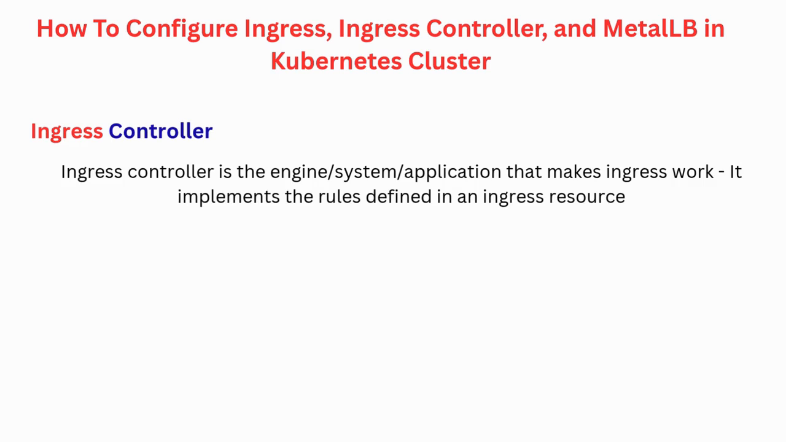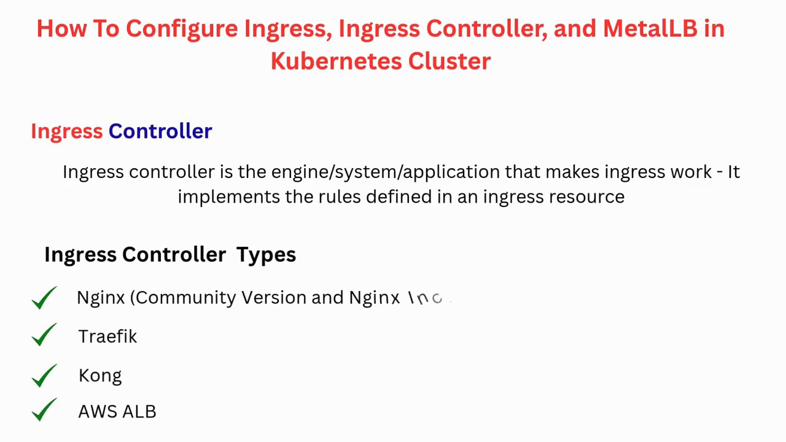It does all those things, the type of work that F5 would do, the work that the Cisco load balancer would do, right? So Ingress controller does that for you. It's the engine that makes Ingress work. And we have different types of Ingress controller. We have the Nginx type, we have Traefik, we have Kong, we have the AWS ALB, that's application load balancer, Ingress controller. We have many more Ingress controllers.